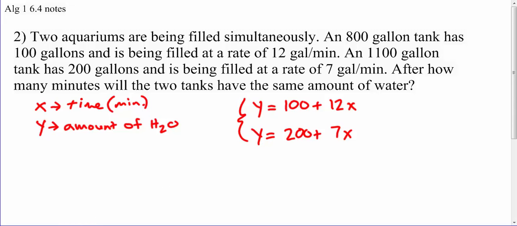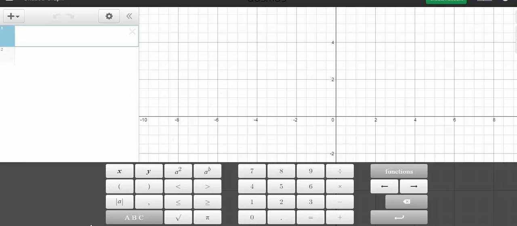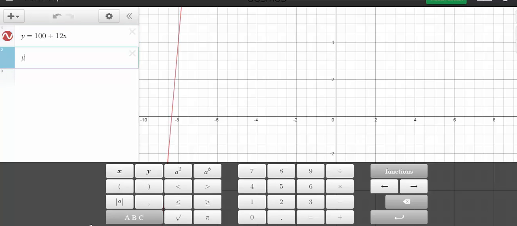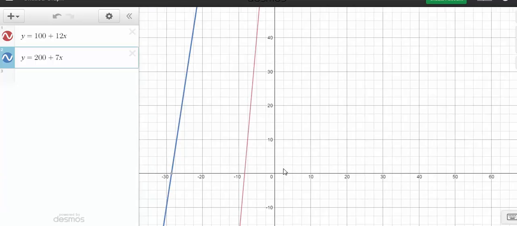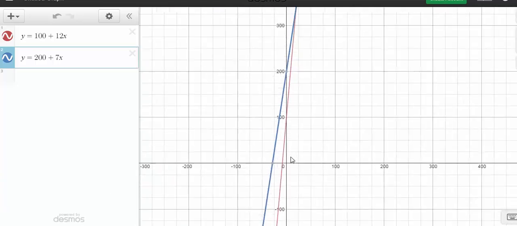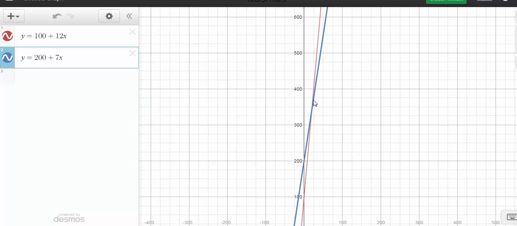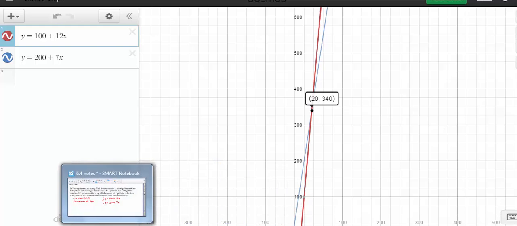I'm going to use graphing on this one. So I'm going to go to my friend Desmos. Hi, Desmos. So y equals 100 plus 12x, and y equals 200 plus 7x. Now what I need to do here is find where they intersect, and obviously I do not have a great window set at this point, but let's see if we can find it. There I see the intersection at 20 and 340.